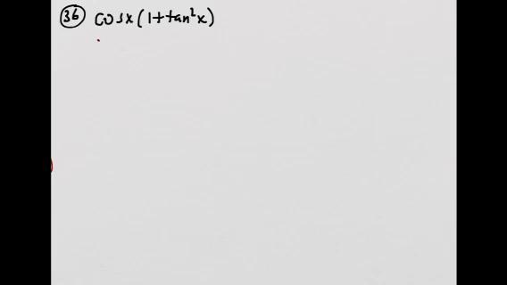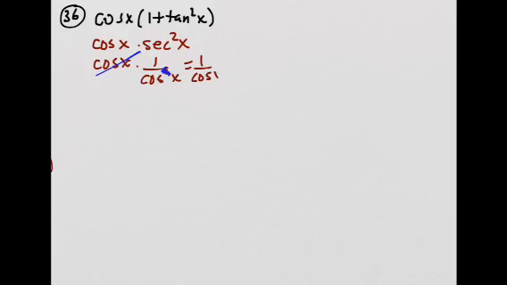Okay, so I've got cosine x. Now in the parentheses I have a Pythagorean identity. It equals secant squared x. And secant squared x is 1 over cosine squared x. So I can reduce this by 1 cosine and 1 cosine. So that leaves me with 1 over cosine x, which is secant x.